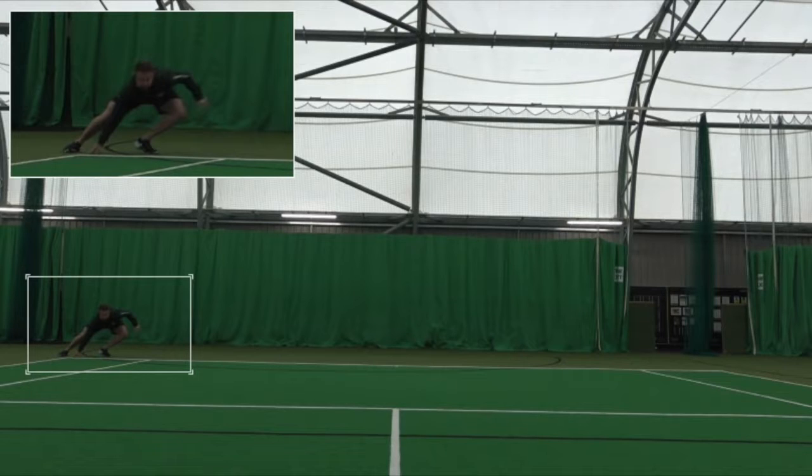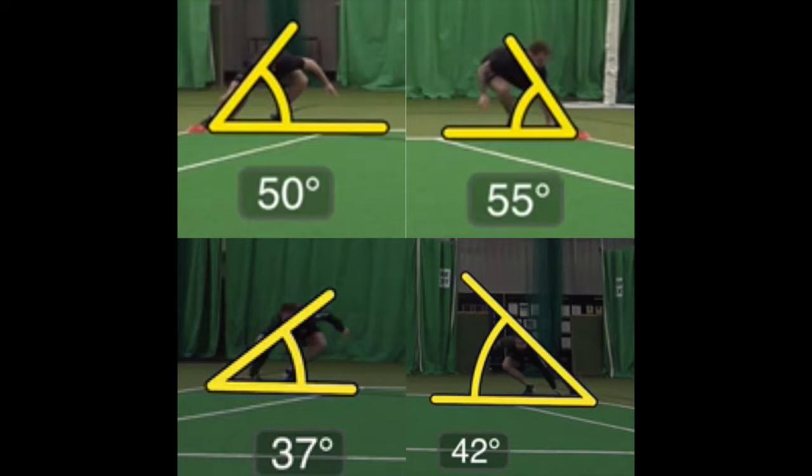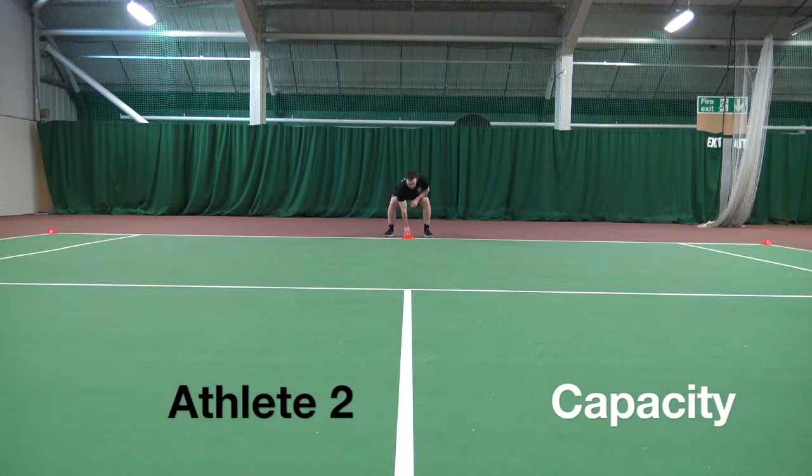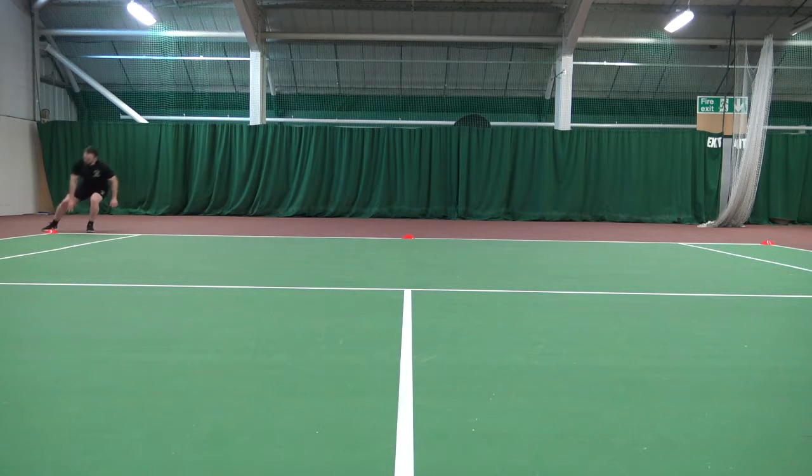Athlete is showing a much improved torso position. This is creating a much more efficient line of force. And finally, the angles are much more acute post-intervention. These interventions should lead to a reduced time dependence of the turn, resulting in a quicker, more efficient change of direction. Athlete number 2 is once again displaying capacity issues in this task.